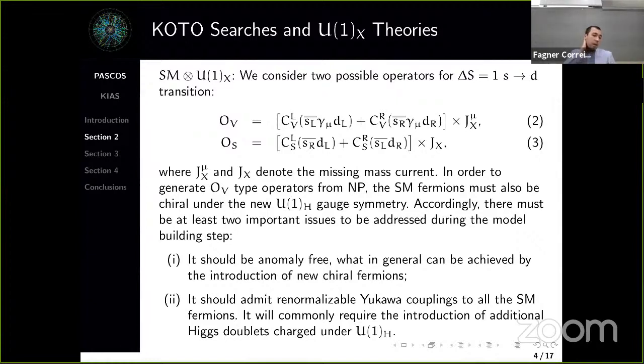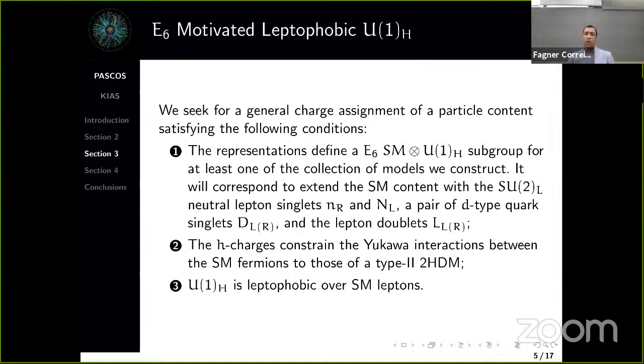So, as usual, to introduce a new gauge group, we should be able to accomplish at least two criteria. One is that the model should be anomaly free, and this is typically done by introducing also new chiral fermions there, and it should reproduce the mixing matrices that are well known from the standard model. That means it should admit renormalizable Yukawa couplings to all the standard model fermions. These are two necessary conditions to write any possible new physics model UV complete.